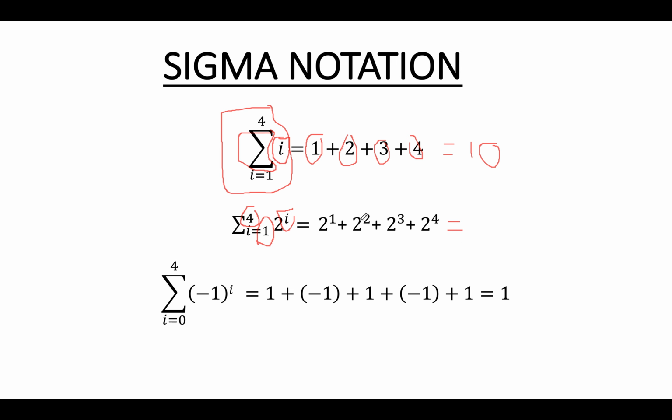So then let's find the sum here. 2 raised to the 1 is 2. This is 4. This is 8. And this is 16. Then you add it all up. I'm not going to add that. You guys can do that.